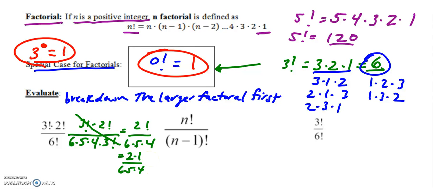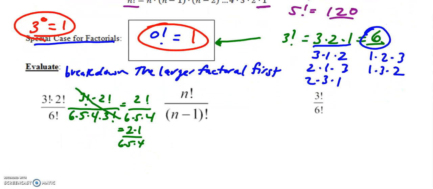And you can keep simplifying this any way you'd like. If you notice that the 2 and the 4 can reduce, you can do that. If you notice that the 2 and the 6 can reduce, you can also do that. You could also just multiply top and bottom and get 2 over 120, which would reduce to 1 over 60. So this would be your answer for the first example.